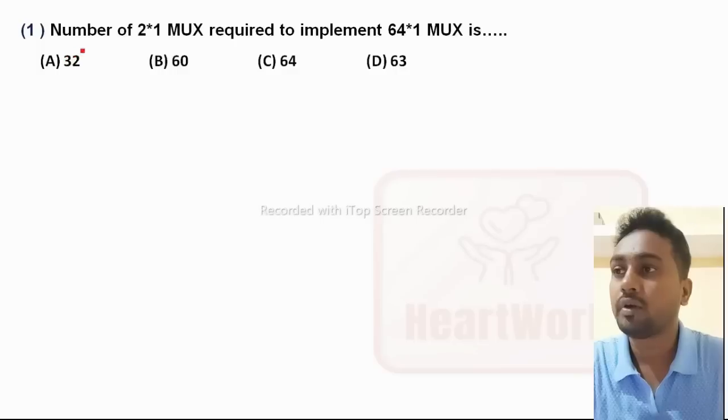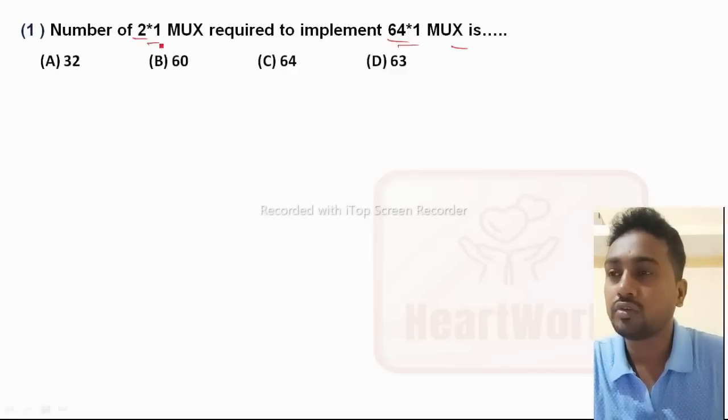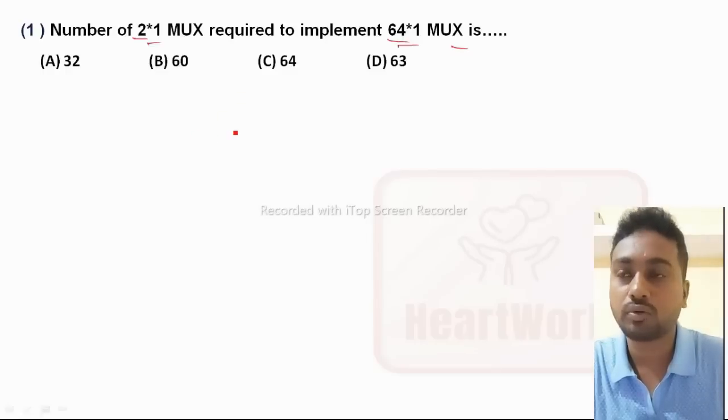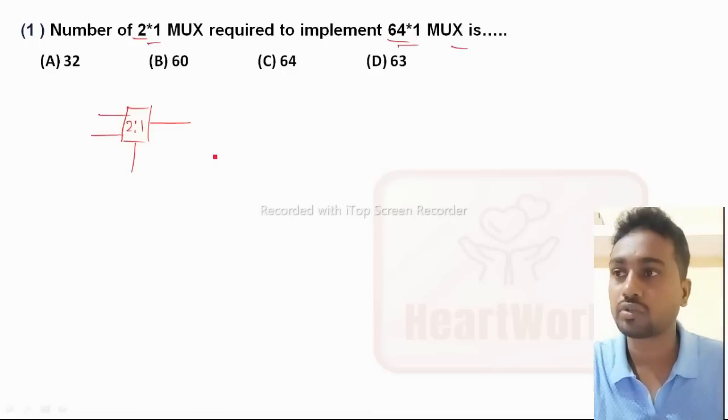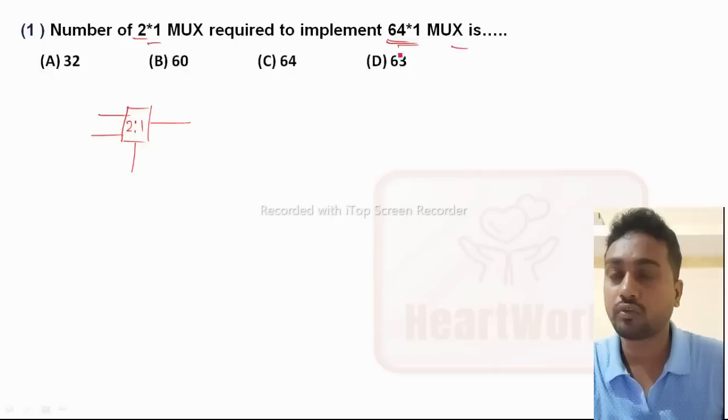So here: the number of 2 into 1 mux required to implement a 64 into 1 mux. Mux means multiplexer. The question comes from digital. So how to find this one? Here see the inputs, 64 into 1 and 2 into 1. Using 2 into 1 mux we have to implement a 64:1 mux. 2:1 mux means 2 inputs and 1 output, and 1 select line will be there in a 2:1 mux. So how many 2:1 mux are required to implement 64:1?